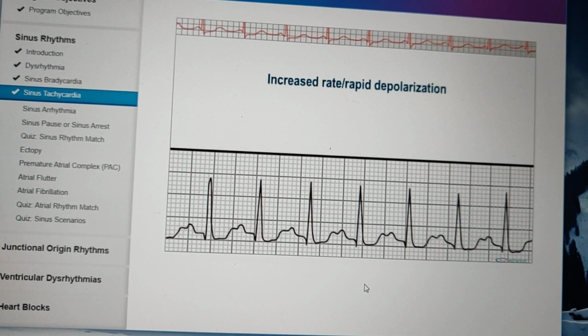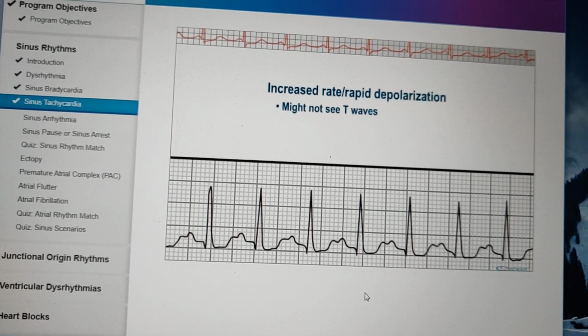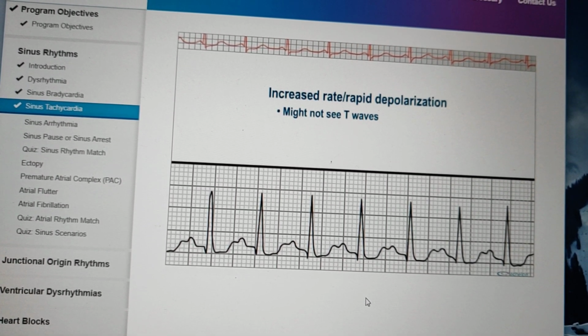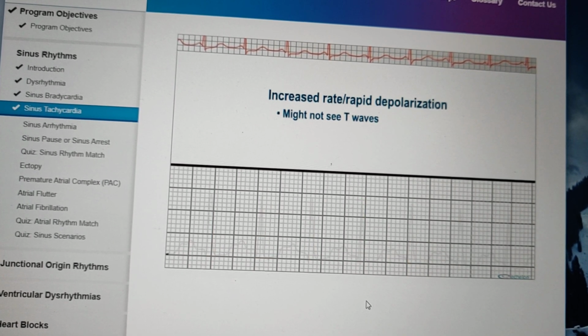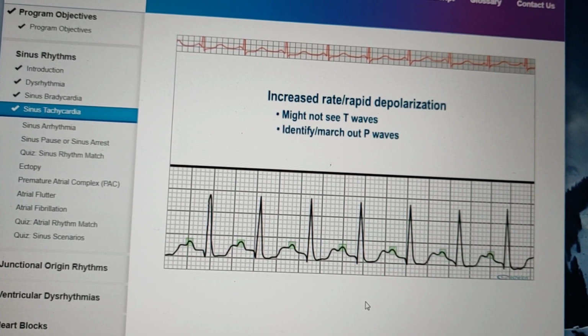With the increased rate and rapid depolarization, you might lose a T wave, in which case you would have a P, then a QRS, then another P wave. You must identify the P waves and march them out.